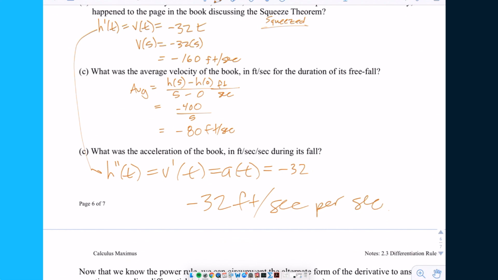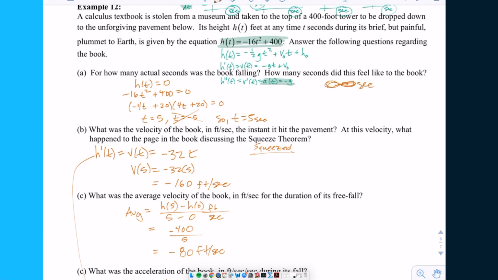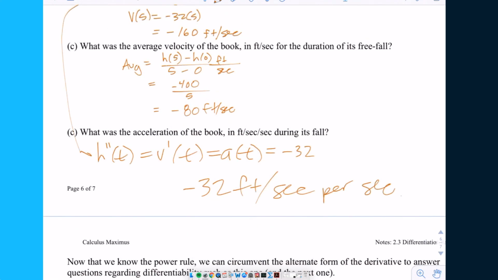I took the derivative of the negative 16t squared in the beginning, and that gave me a negative 32. Negative 2 times 16 is negative 32. So you multiply and then subtract. Okay? So that means for every second it fell, it gained another 32 feet per second in velocity units.